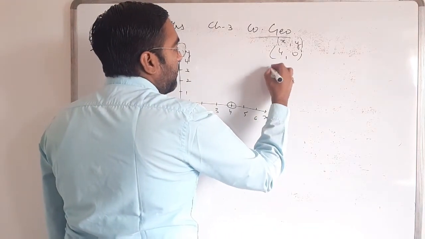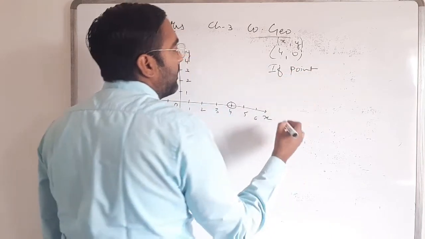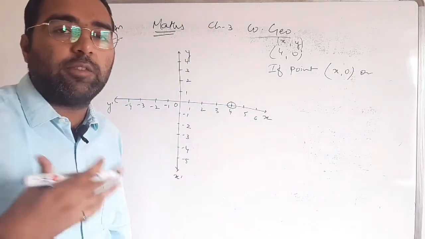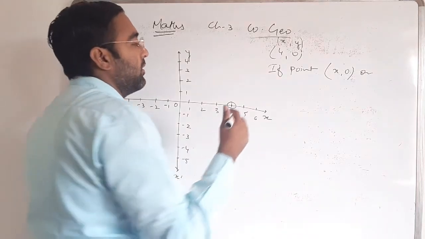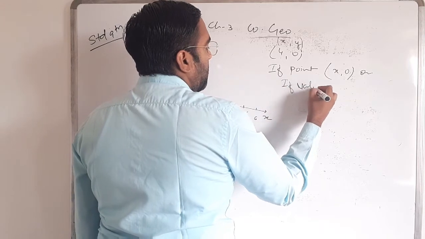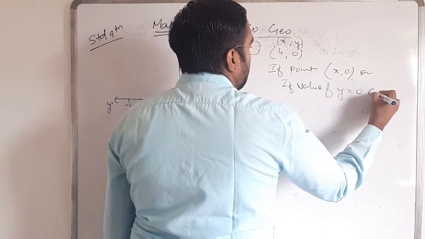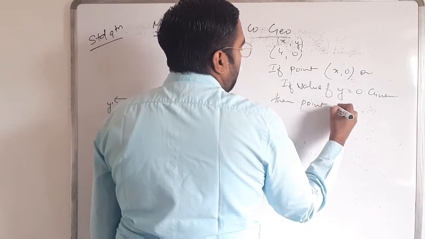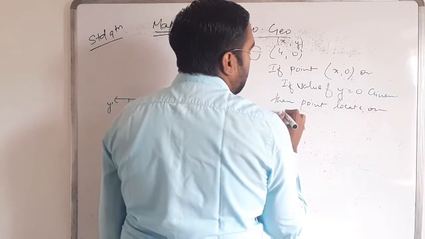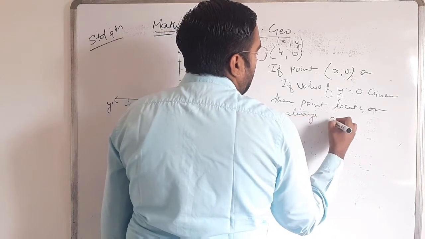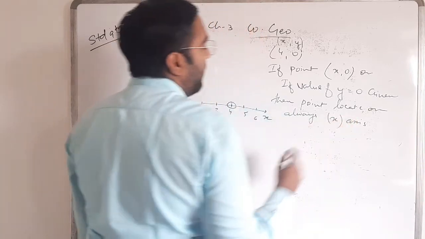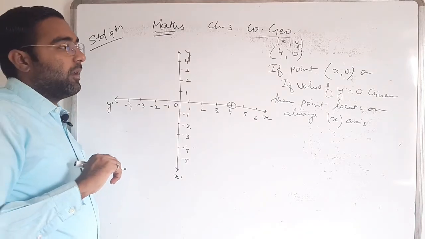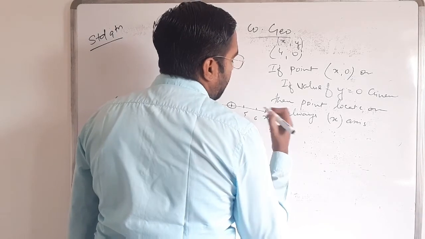If the point is x comma 0, meaning any value of x and 0 is given, or if the value of y is equal to 0, then the point is located always on the x-axis. Clear that?